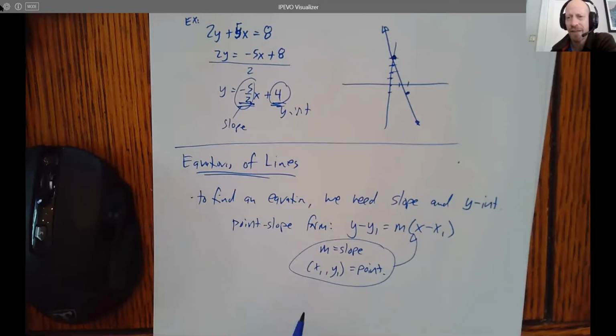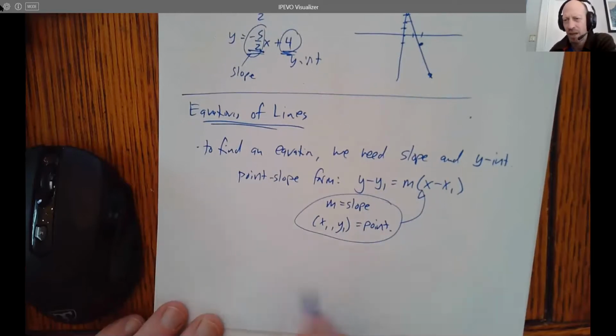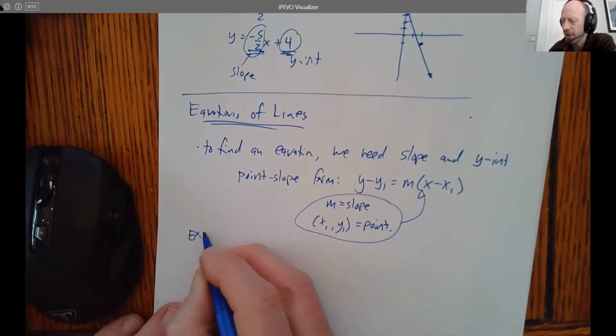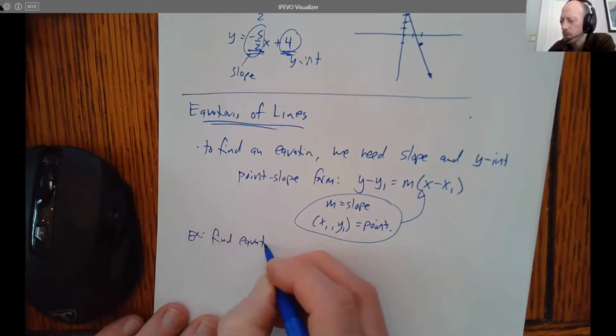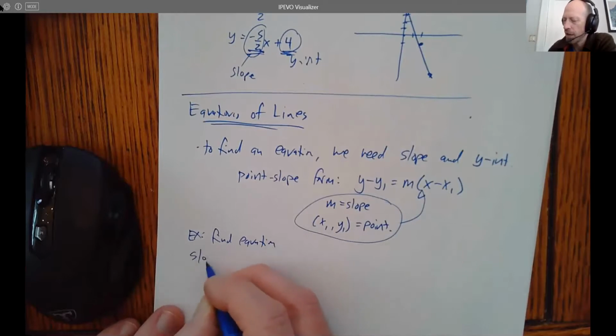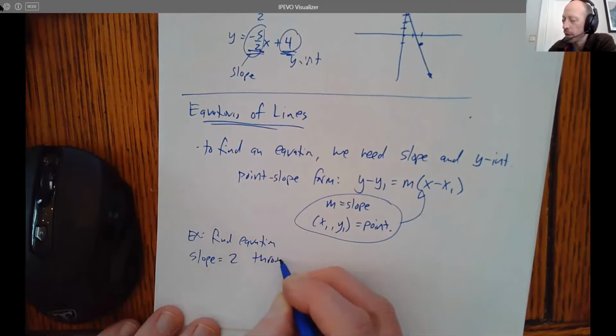You can also find that information from the y equals mx plus b. So I'm just going to do an example with both of these. You're welcome to choose whichever you find easiest. So here's an example. Let's find the equation of the line with the slope equals 2, and it goes through the point 4, 1.